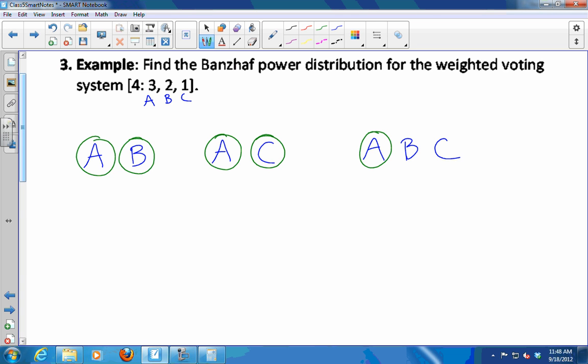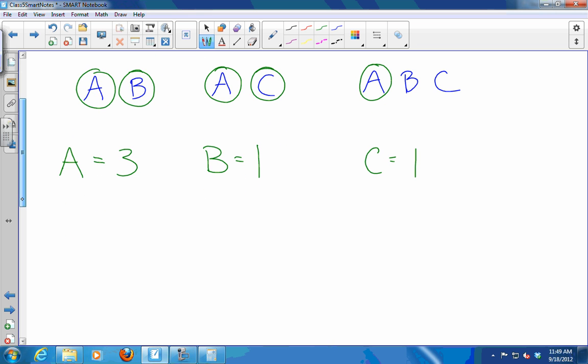So now we get the critical count for each player. How many times is A critical? 3. How many times is B critical? Once. And how many times is C critical? Once. So my total critical count, T, is 3 plus 1 plus 1, which is 5.